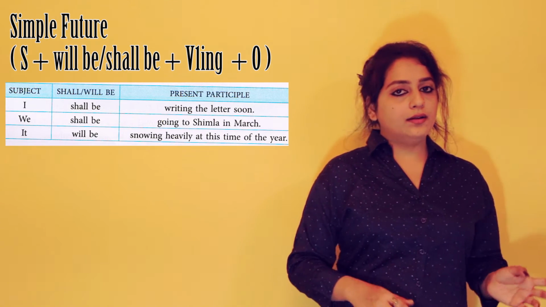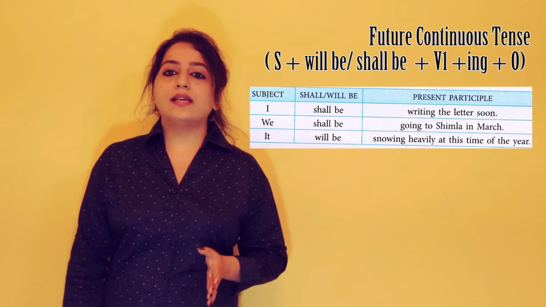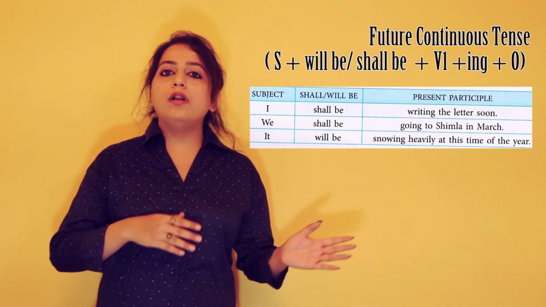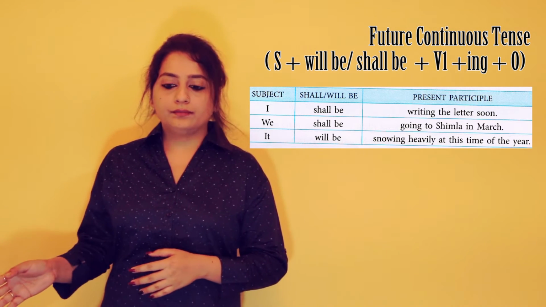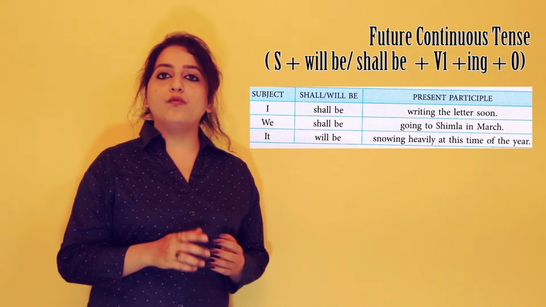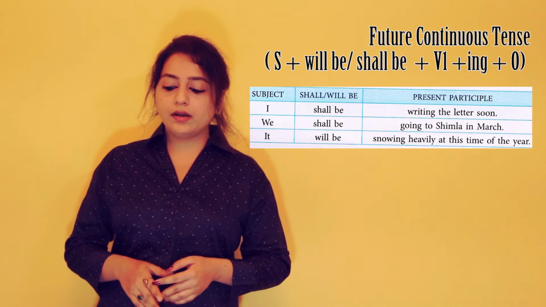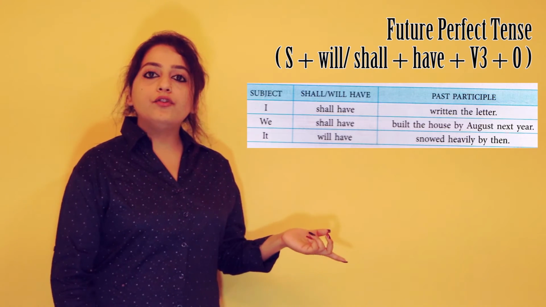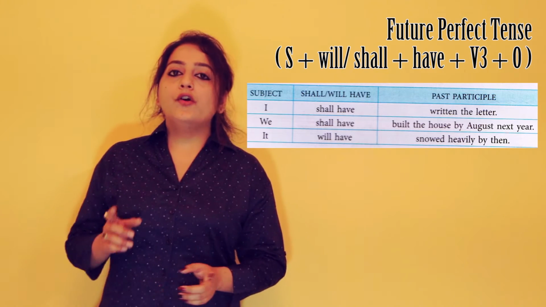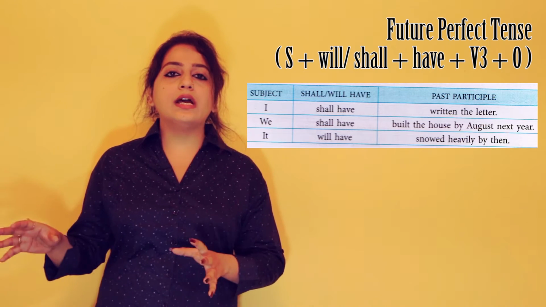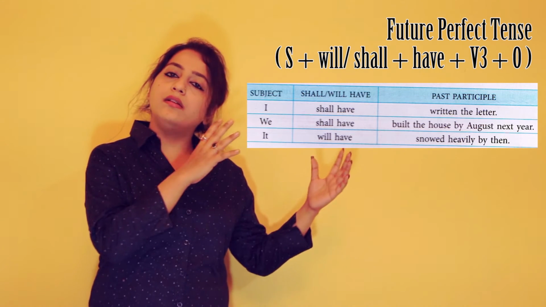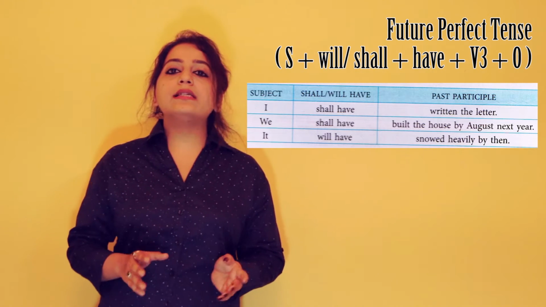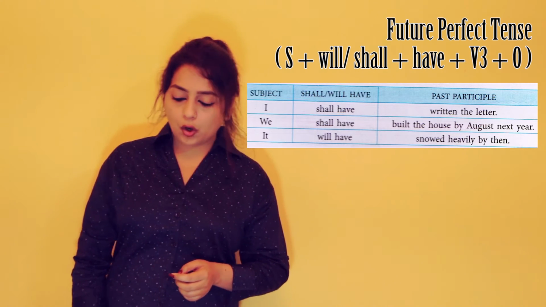So we will move on to the next slide. Our next tense is future continuous tense. It shows that the action will be continuing in the future. So the structure is subject plus will be or shall be plus V1 plus ing plus object. So the next tense is future perfect continuous tense. Future perfect continuous tense just shows that the action will be completed sometime in the future. So the structure is subject plus will, shall plus have plus V3 plus object.